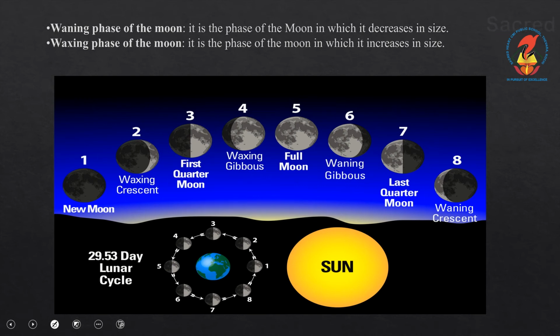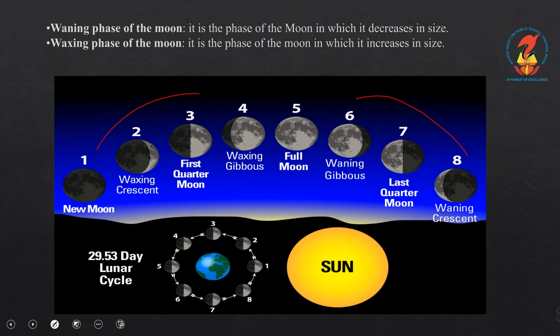Waning phase of the moon is a phase in which it decreases in size. So, this portion will decrease in size. Then, waxing phase of the moon means it is the shape of the moon which increases in size. So, that is known as the waxing phase of the moon.